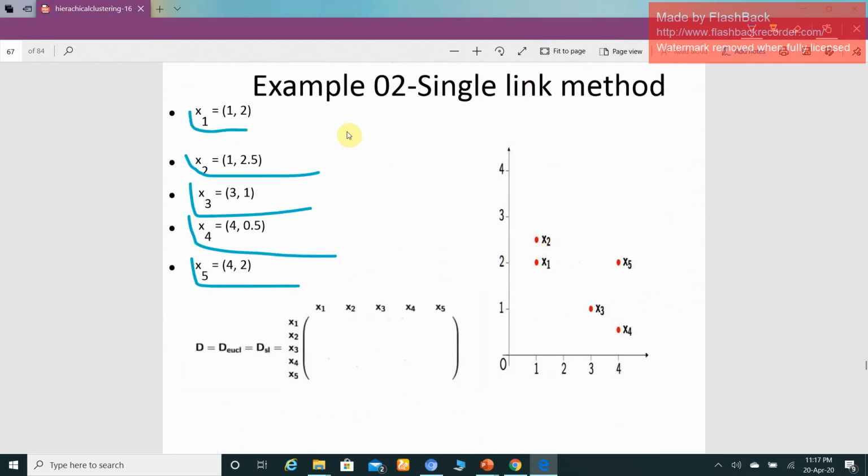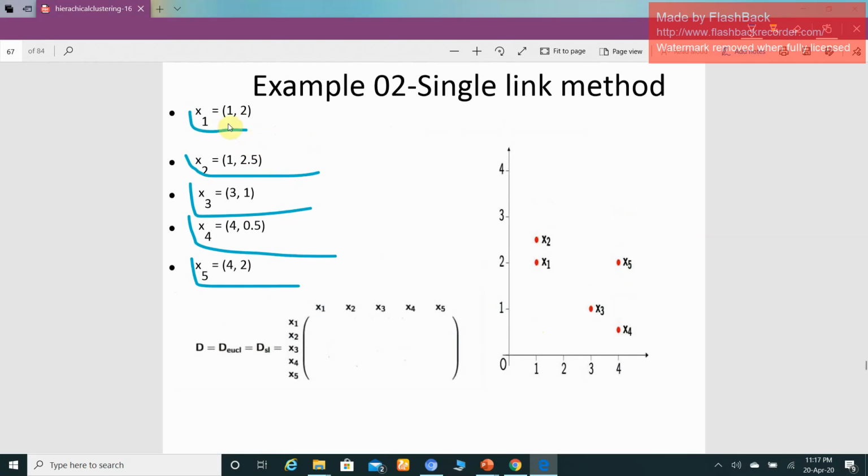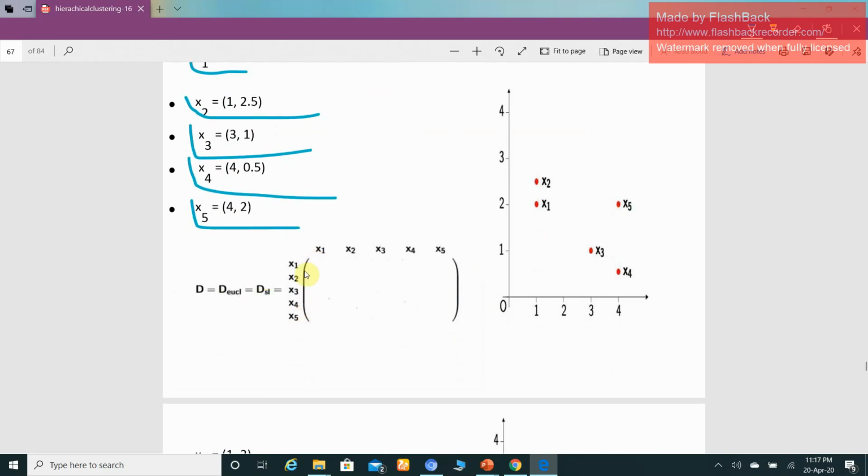This is the practical, numerical example. Now let us assume in the XY plane we have 5 points: x1 (1, 2), x2 (1, 2.5), x3 (3, 1), x4 (4, 0.5), x5 (4, 2). This is the dissimilarity matrix for the given data points. First of all, we have to calculate the dissimilarity matrix, based on Euclidean distances.